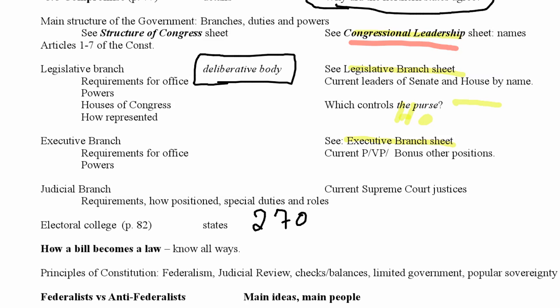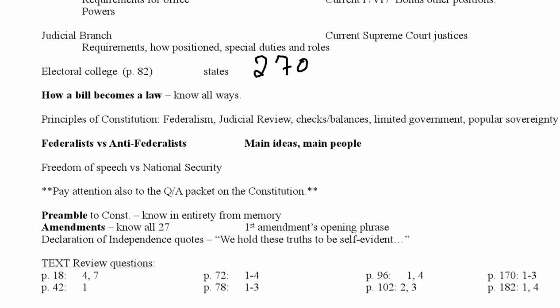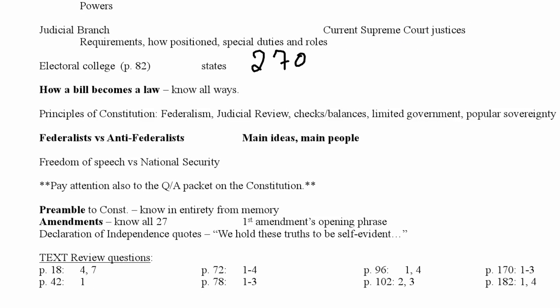Know the several ways that a bill becomes a law. For example, we just mentioned one. The House votes 50%, it needs a majority. The Senate votes, needs a 50% or more majority, and then the president signs it. That's one way.